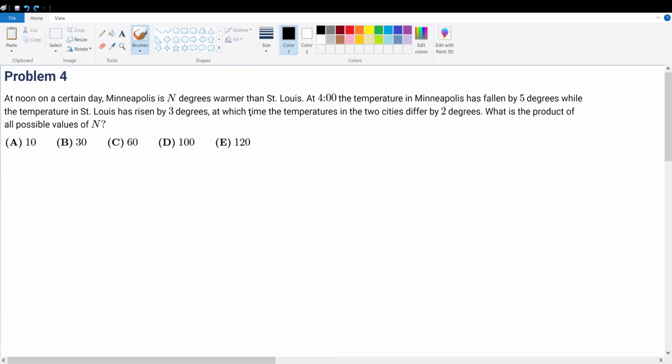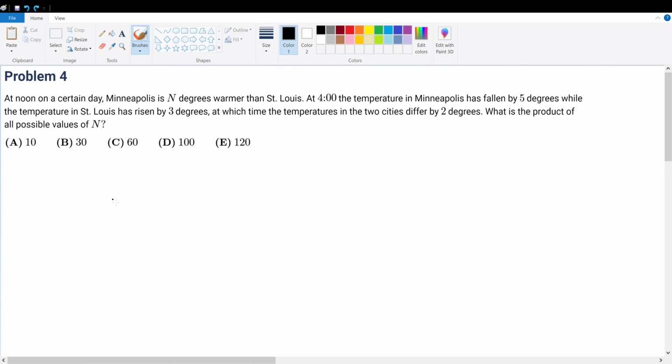Problem 4. At noon on a certain day, Minneapolis is n degrees warmer than St. Louis. At 4 o'clock, the temperature in Minneapolis has fallen by 5 degrees, while the temperature in St. Louis has risen by 3 degrees. At what time does the temperature in the two cities differ by 2? What is the product of all possible values of n?